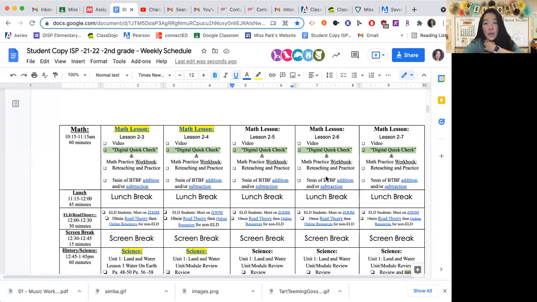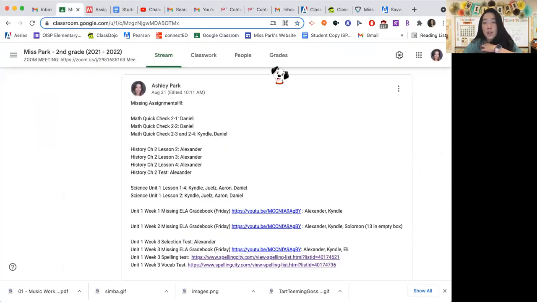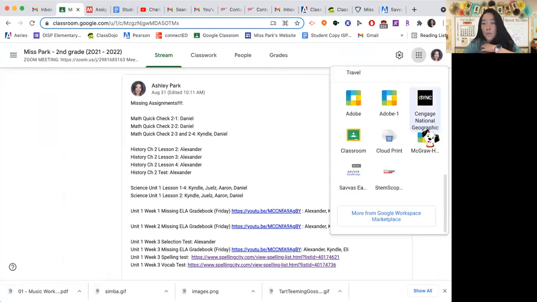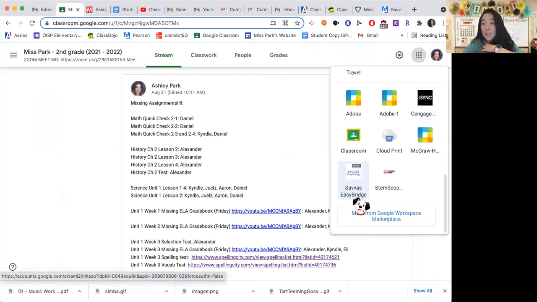All right, guys, we are now in math lesson 2-5. In order to get to math, you're going to go to Google Classroom. You'll click on the Google Apps waffle, and then you're going to click Savvis EasyBridge.